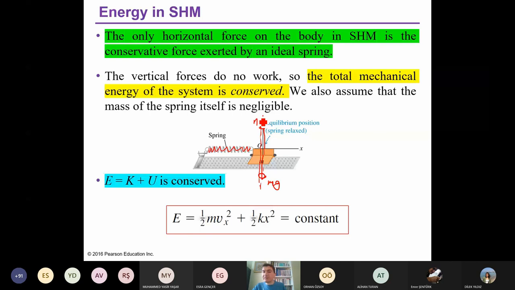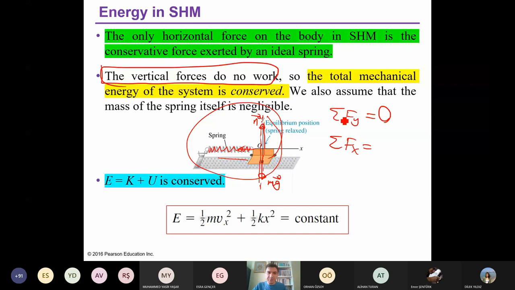Then the net external force along the y-axis is zero. And what about the net force along the x-axis? So there is the spring force, okay, but it is not an external force. I'm looking at this system. We don't have any friction. We don't have air resistance, okay? So the vertical forces do not do work because the net force along the vertical axis is zero, and we assume that the mass of the spring itself is negligible, and we consider that this is an ideal spring.